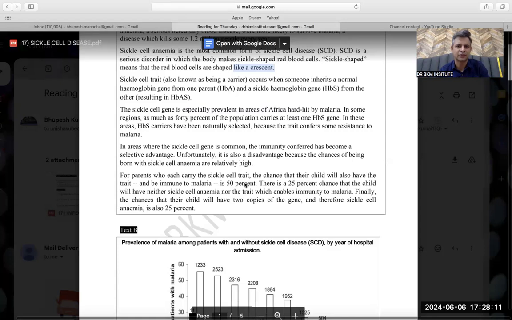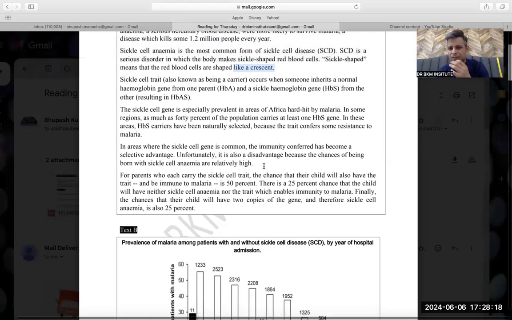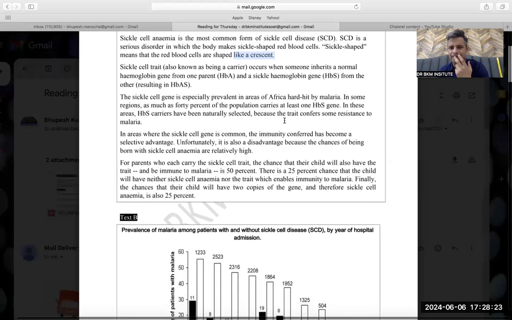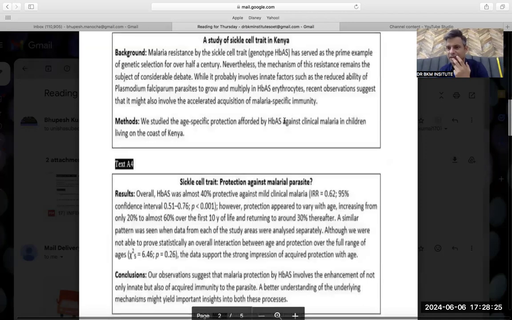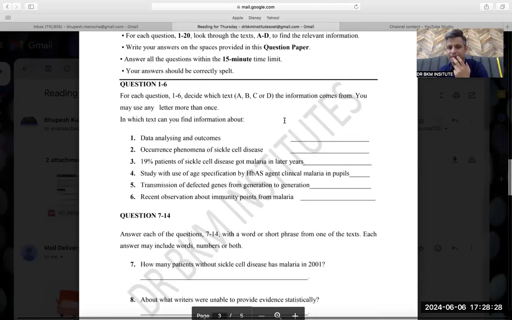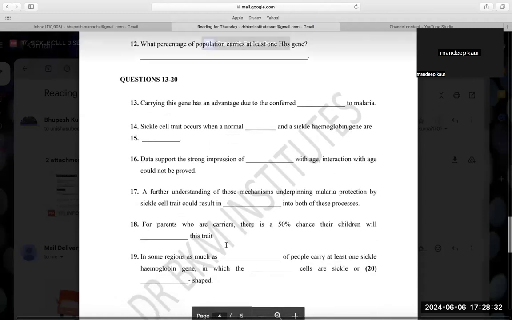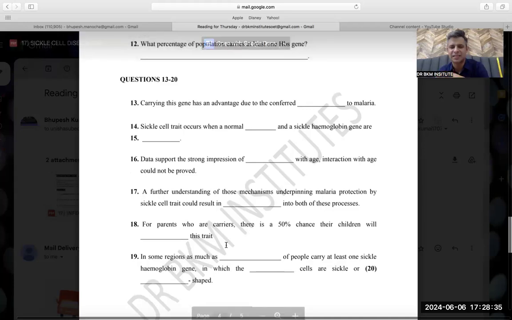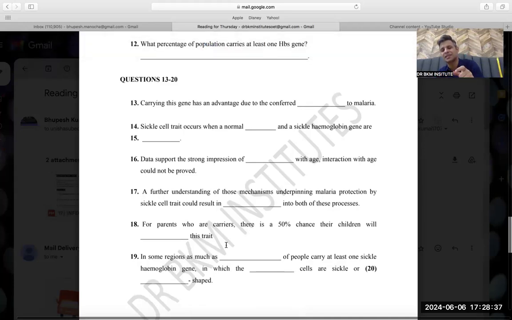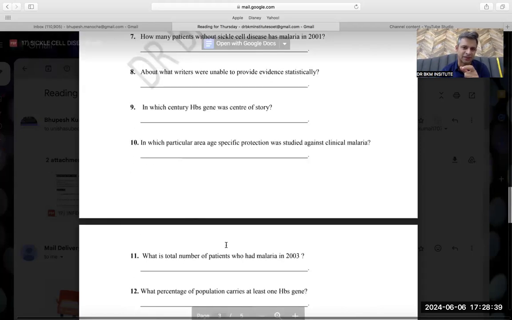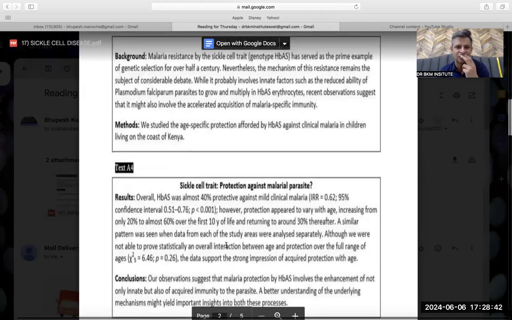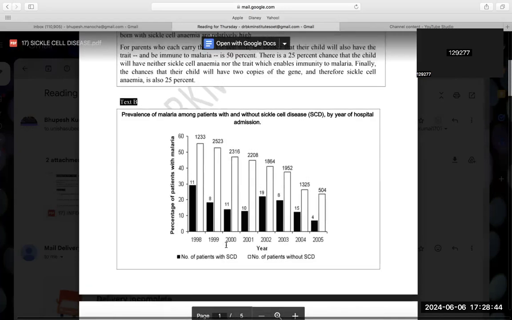I will cross check with you so that we can discuss this. Guys, answer: crescent and Africa. Guys, answer please, 19th and 20th, if you can help me. Sir, 20th is crescent, but 19th is: in some regions, as much as dash of the people carry at least one dash. Yes, sir, it is given in A, 40%.